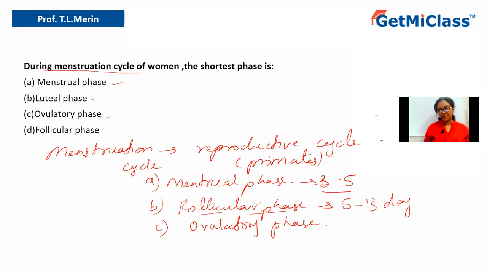During the ovulatory phase, the Graafian follicle will rupture and release the ovum, and the ovum will stay for only 12 to 24 hours. So the ovulatory phase is 12 to 24 hours only. Once the ovum is released, then option D, the phase D, is called the luteal phase.